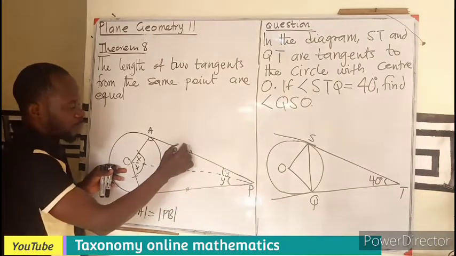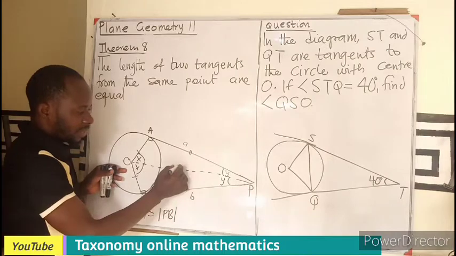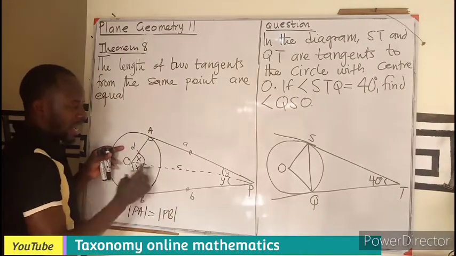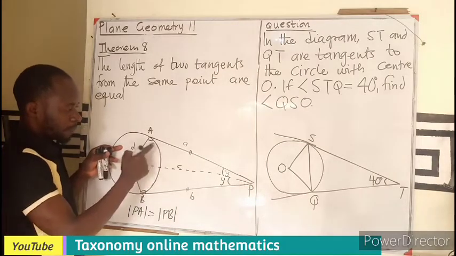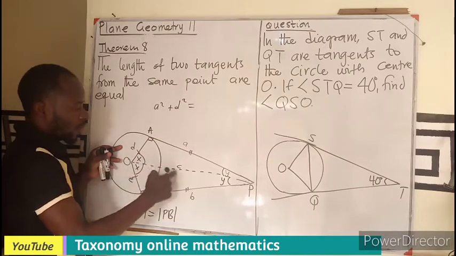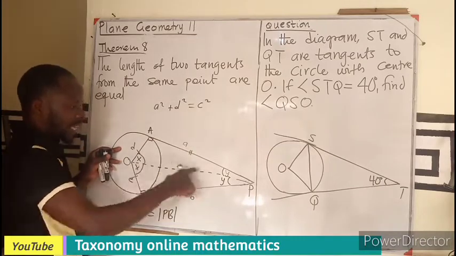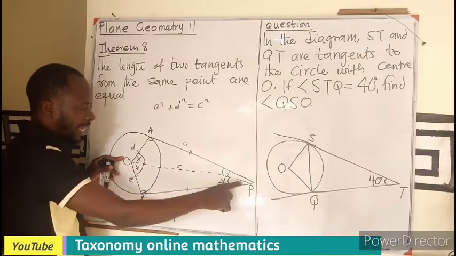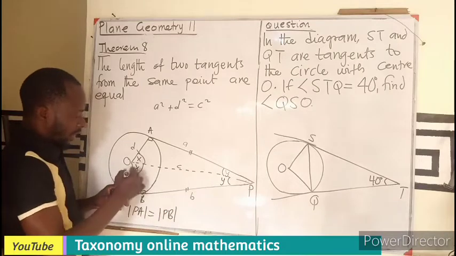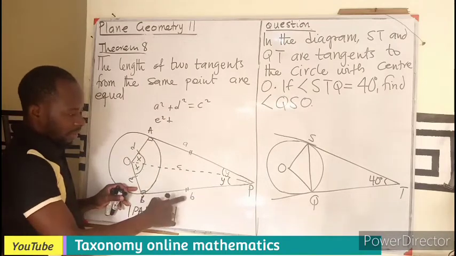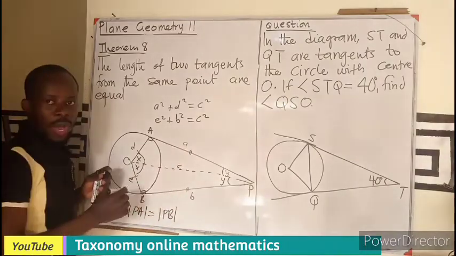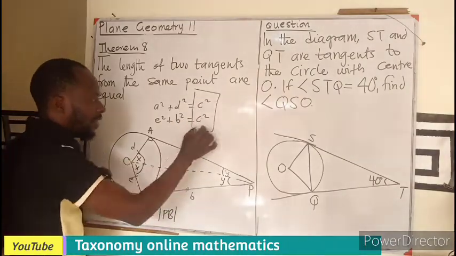So what I mean is that if I put A, B, C, let's say I have D, E. Taking this triangle, I'll have A squared plus D squared equals what? C squared, where C is the hypotenuse. If you are taking this diagram also, this is your hypotenuse. Therefore, you still have E squared plus what? B squared equals C squared. So we can see the C is the same.